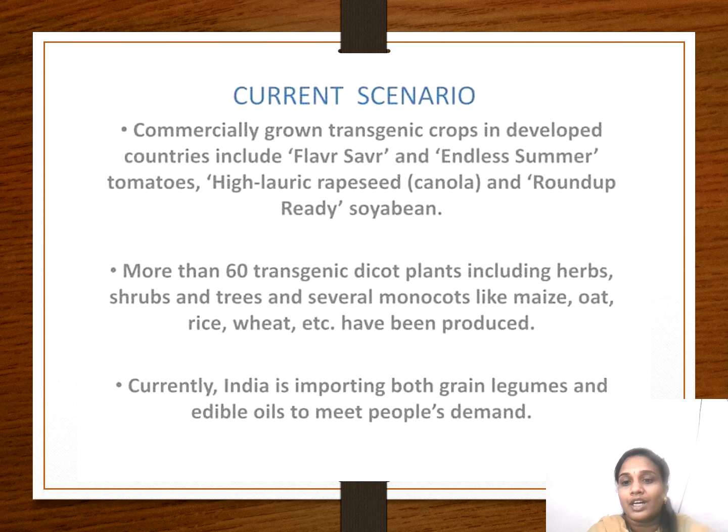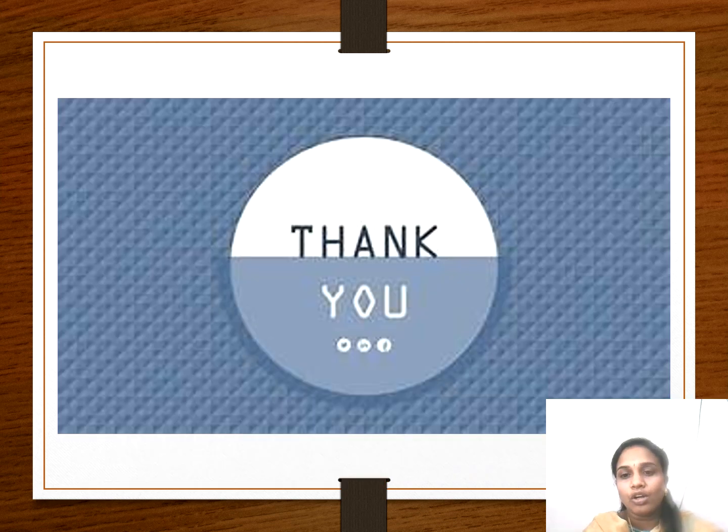The current scenario of transgenic plants: commercially grown transgenic crops in developed countries include Flavr Savr and Endless Summer tomatoes, and canola, that is rapeseed, and Roundup Ready soybean. More than 60 transgenic dicot plants, including herbs, shrubs, and trees, and several monocots like maize, oat, rice, wheat, etc., have been produced. Currently, India is importing both grain legumes and edible oils to meet people's demand.